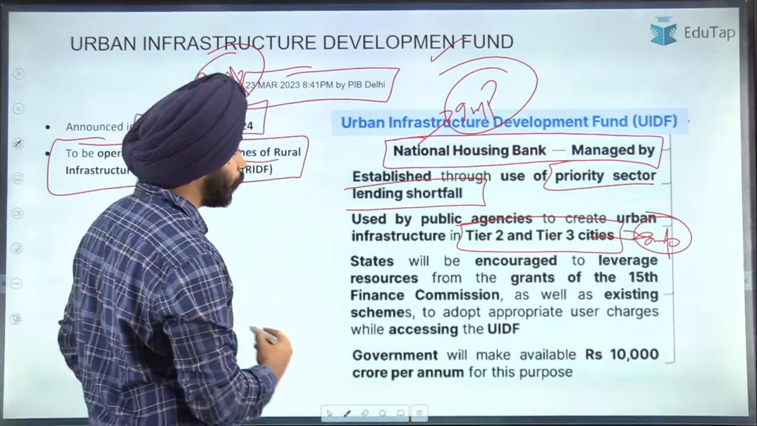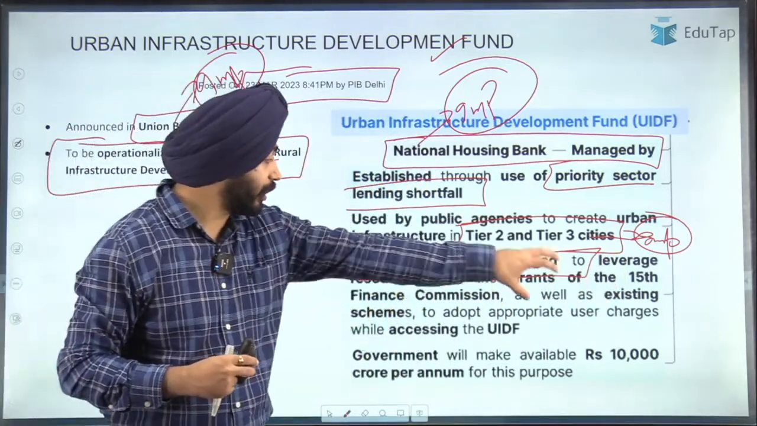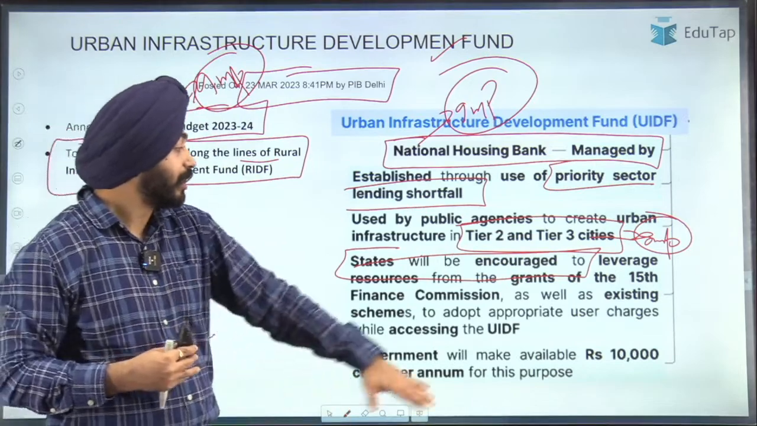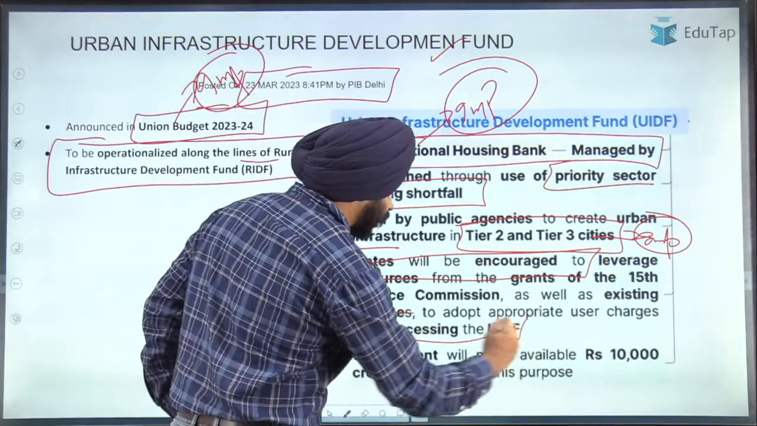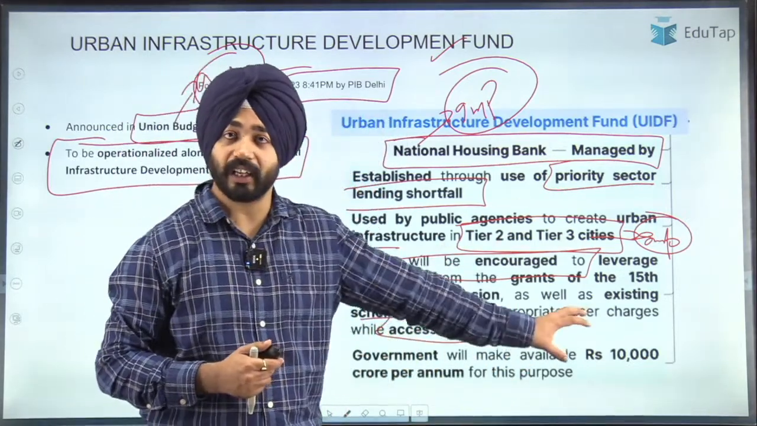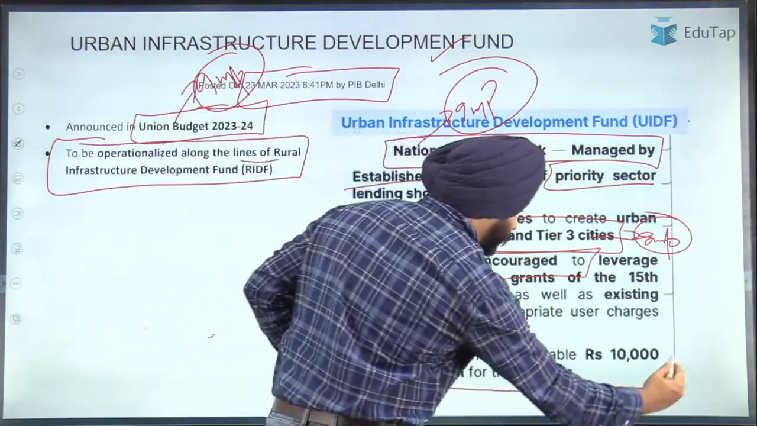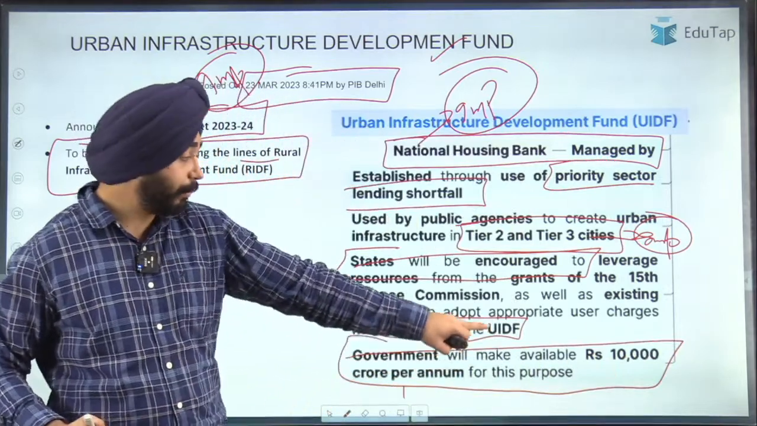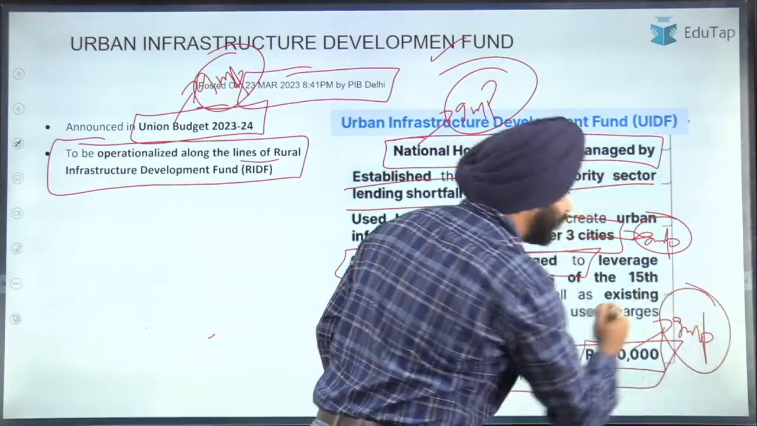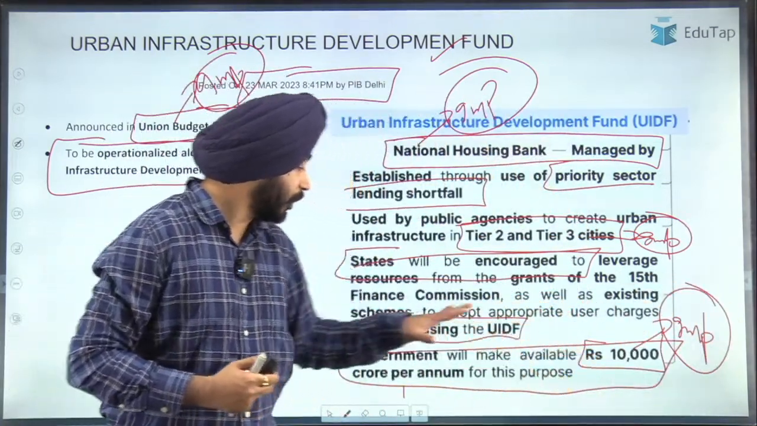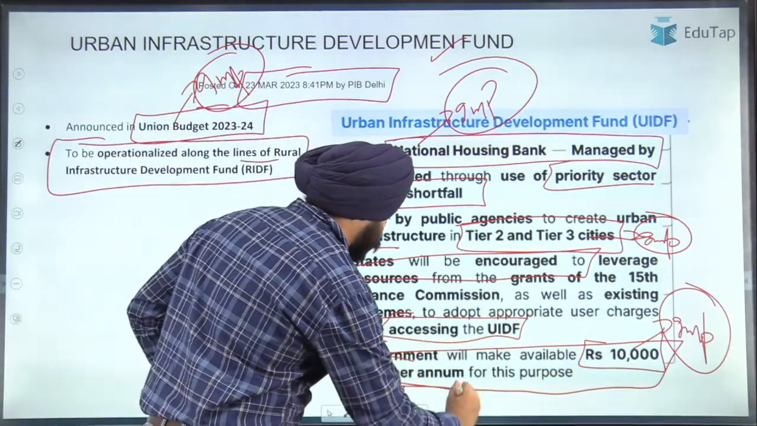Now, along with that, not just the Centre, states will also be encouraged to leverage their services, with the grants of the 15th Finance Commission, for accessing the Urban Infrastructure Development Fund. States have also been encouraged so that they should also participate here. Along with that, this is an important thing here. The fund that the government will provide will be rupees 10,000 crore per annum.